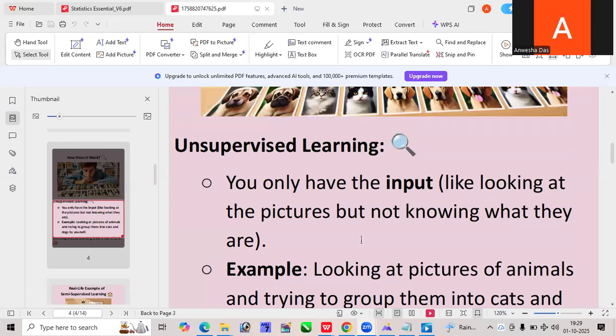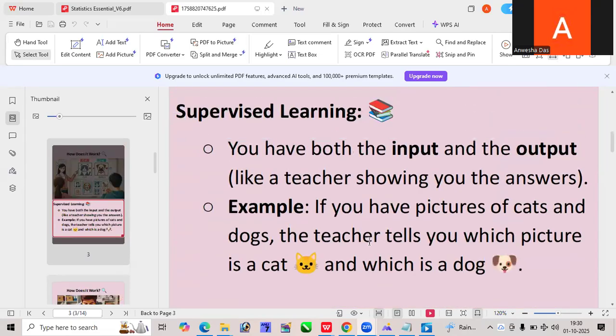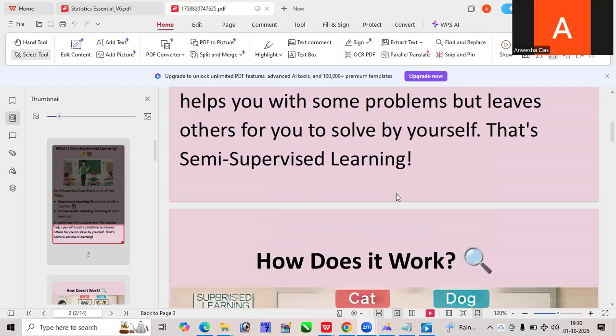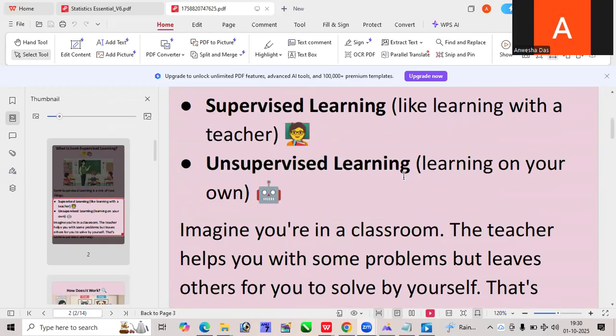Today we are going to discuss supervised and unsupervised machine learning algorithms. So what is the supervised machine learning algorithm and how does it work? We'll learn in this particular video. So what is the supervised machine learning algorithm?